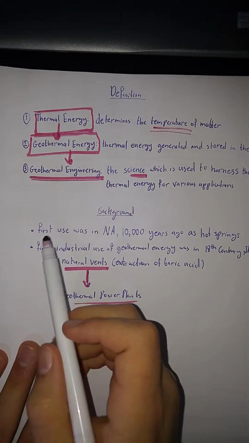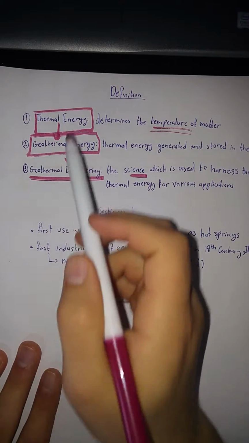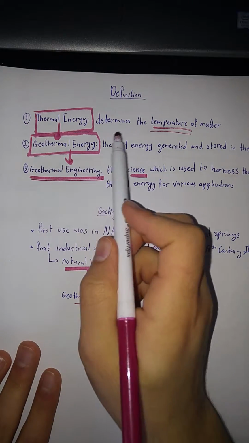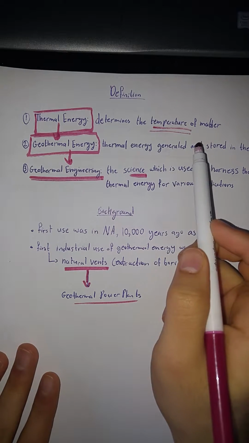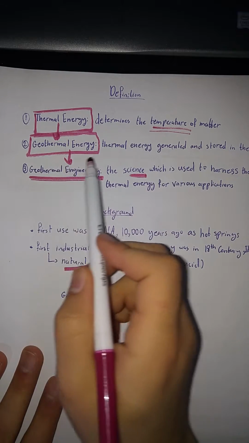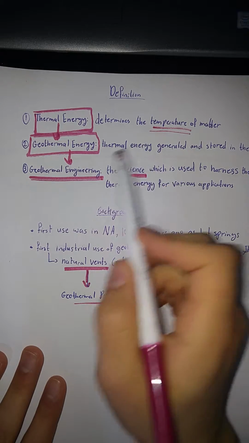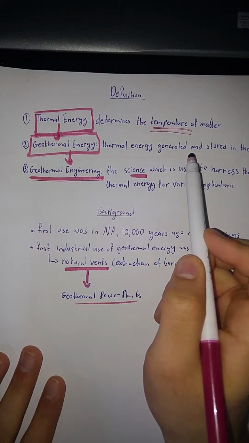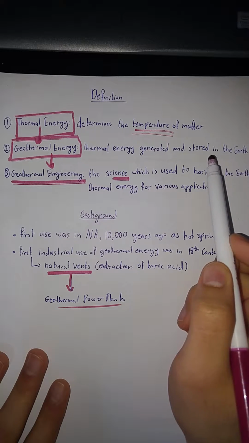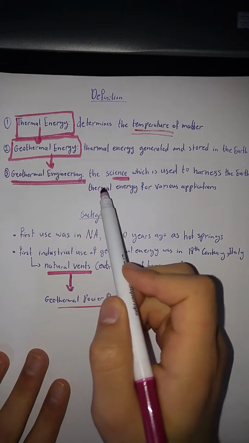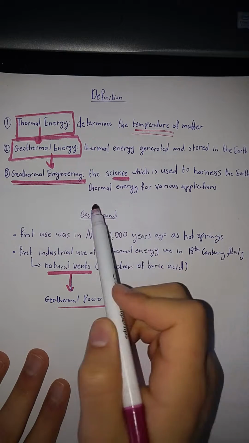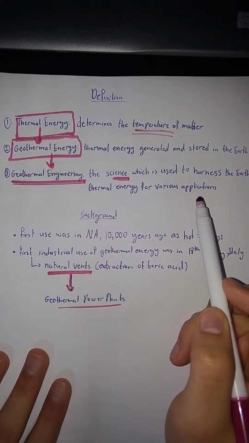So to define geothermal engineering, we're going to start by defining thermal energy and geothermal energy. Thermal energy is the energy that determines the temperature of matter. And knowing that, we can define geothermal energy, which is the thermal energy, the temperature of matter, that is generated and stored in the earth. And it is very integral for geothermal engineering because it is the science which is used to harness the Earth's thermal energy for various applications.